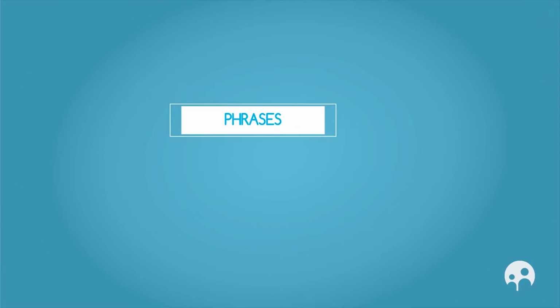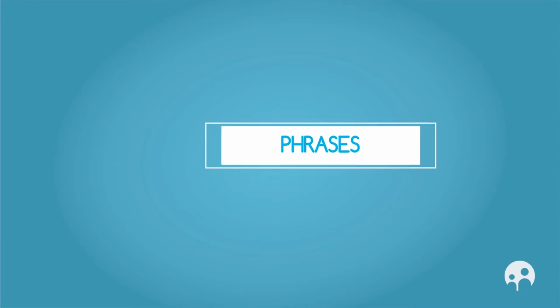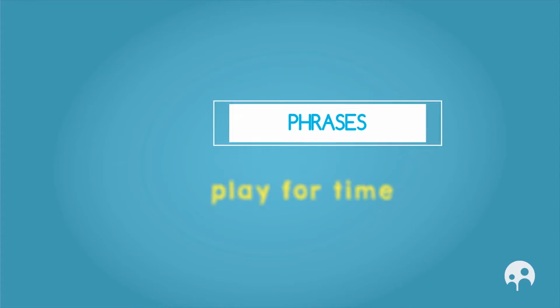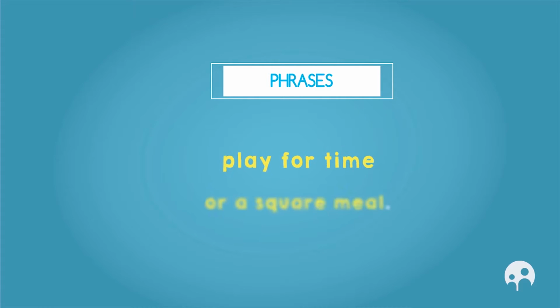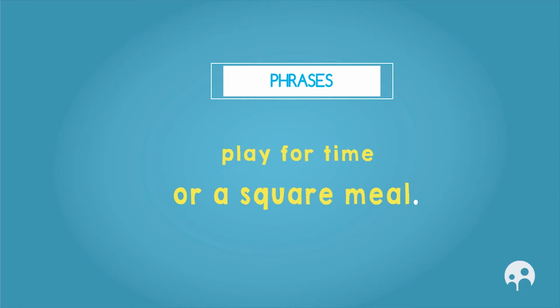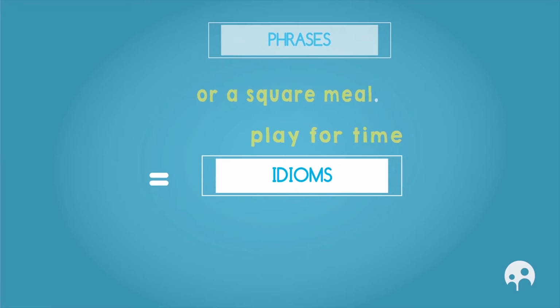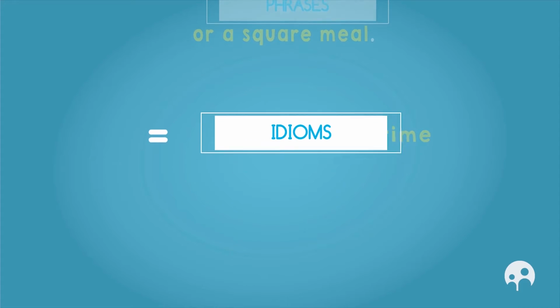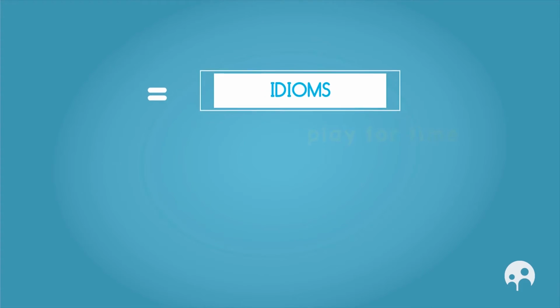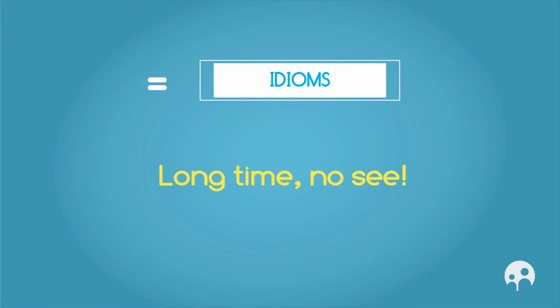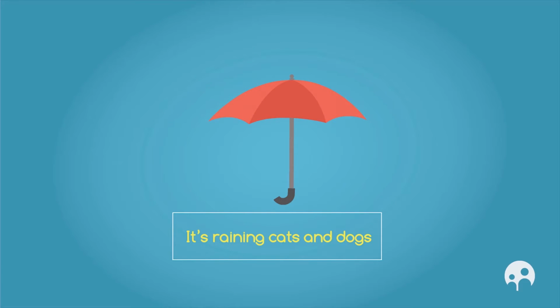Phrase is also referred to a short group of words that have a particular meaning when they are used together, such as play for time or a square meal. This type of phrase is often referred to as an idiom. Idioms are words, phrases, or expressions that are either grammatically unusual, as in long time no see, or their meaning cannot be taken literally, as in it's raining cats and dogs.